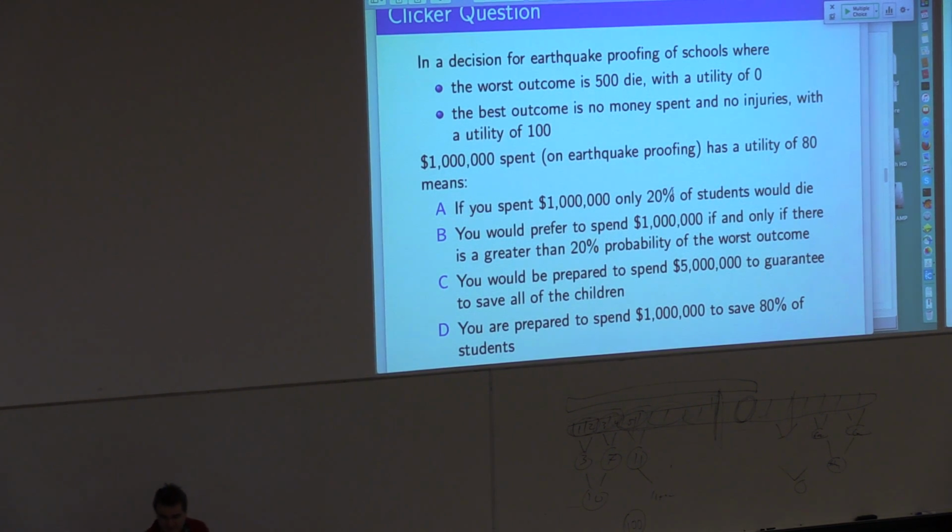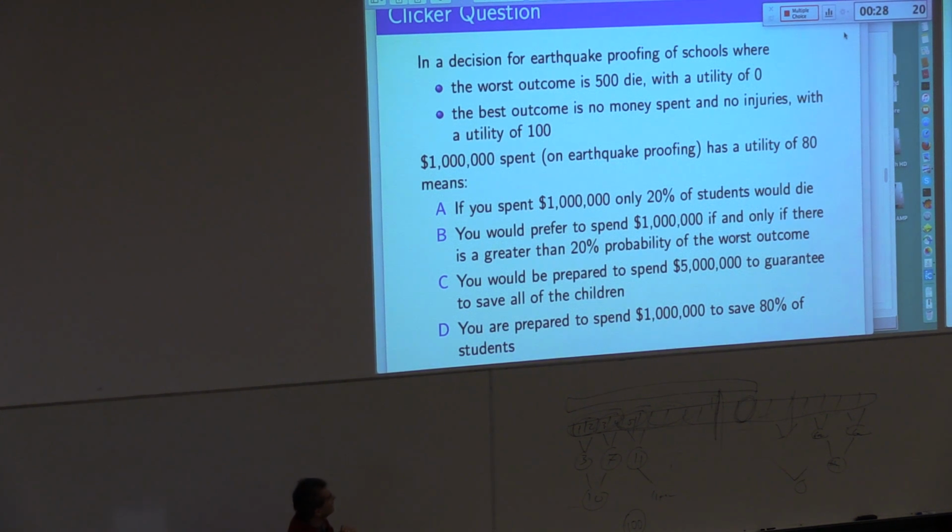The background for this is, here's a nice decision. Here's a difficult decision that people make. There are a whole lot of schools that are falling down and likely to fall down in an earthquake, and people have to make decisions based on uncertainty because they don't know how they're doing. So people build probabilistic models for earthquakes. People build probabilistic models for buildings falling down. And people then use these models to make decisions about how much money to spend on earthquakes.